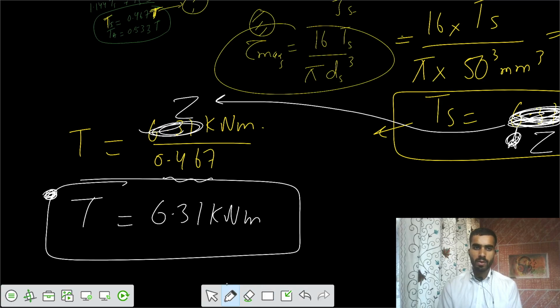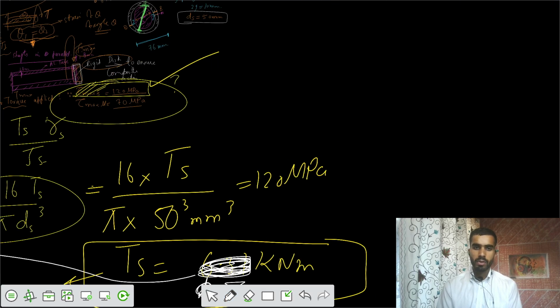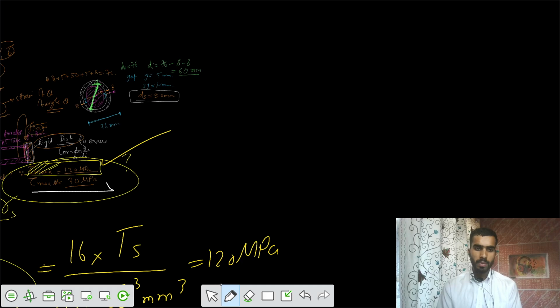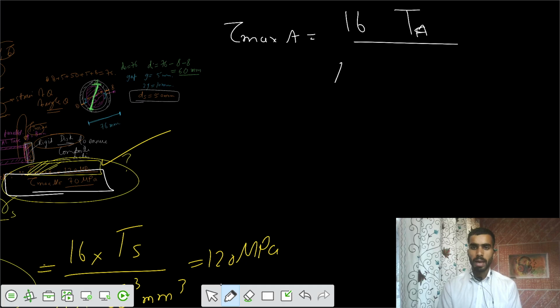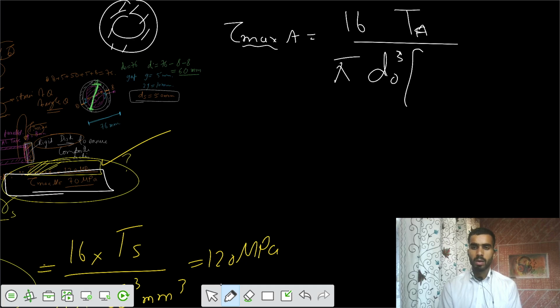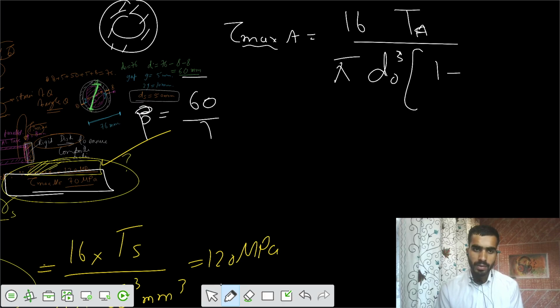And if you use the second condition for torque, that TA equals 0.533, and use that in the equation for tau max in the aluminum, tau max in the aluminum equals 16T in the aluminum by pi d cube. But for the aluminum, you have a hollow shaft, so you write d outer cube times 1 minus beta to the power 4. What is the value of beta? The value of beta would be equal to 60 by 76, to the power 4.